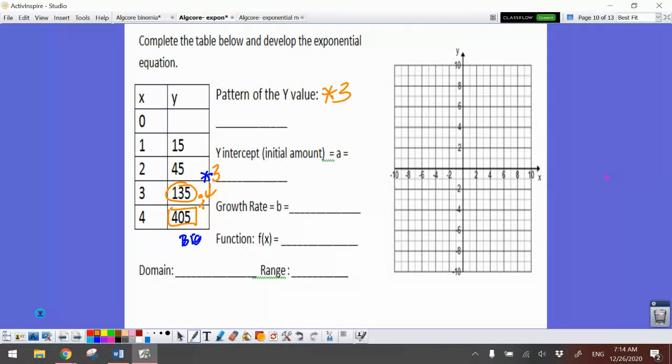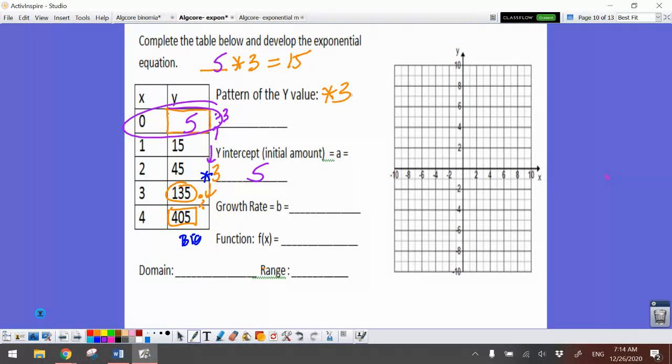Well, I need to come up with this value. So what number times 3 is going to give me a 15? And remember, you're working the opposite direction. So if this direction is times 3, this direction we already know is going to be division. So if I divide by 3, 15 divided by 3 is going to give me a 5, because 5 times 3 is 15. So I know that my y-intercept is 5.